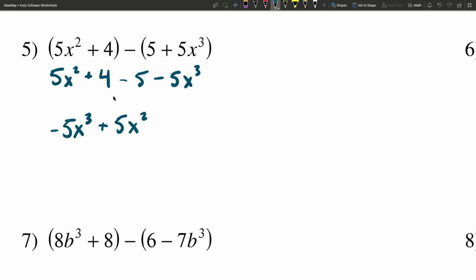So moving on to my next term I would look for would be a constant, and I have 2 separate constants. I have a 4, and I'm subtracting 5. So I can indeed combine those because there's not a variable involved. They're just constants, and 4 minus 5 results in a negative 1, so I'm going to subtract 1. So there we have it, negative 5x cubed plus 5x squared minus 1.